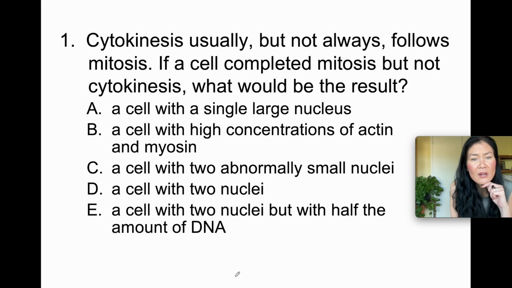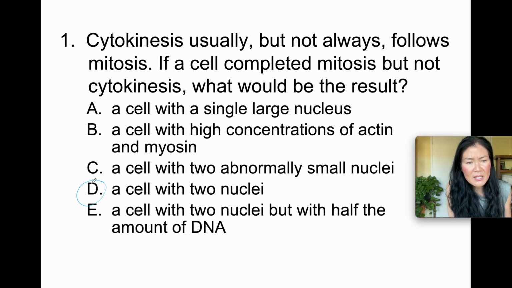Continuing on here: if a cell completed mitosis but not cytokinesis, what would be the result? A cell with a single large nucleus, a cell with high concentration of actin and myosin, a cell with two abnormally small nuclei, a cell with two nuclei, or a cell with two nuclei but with half the amount of DNA. The answer is going to be D, a single cell with two nuclei. In fact, your heart cells are multi-nucleated, meaning when you look at one heart cell, there's more than one nucleus.